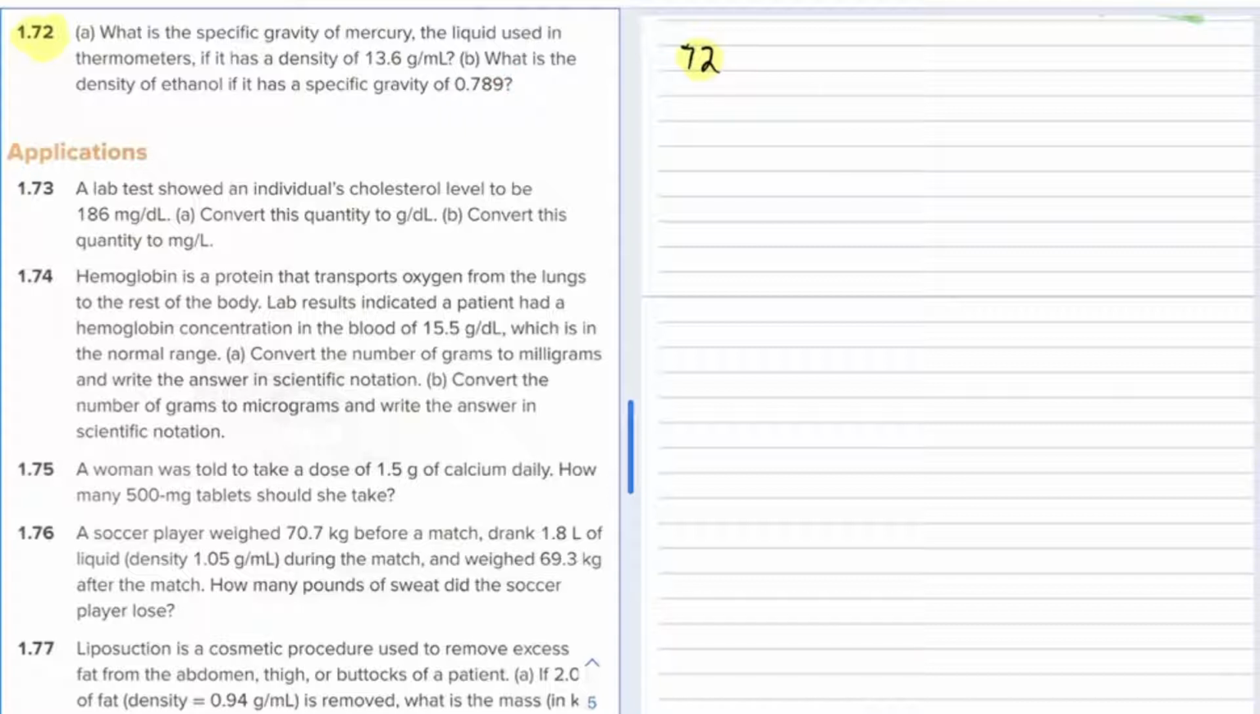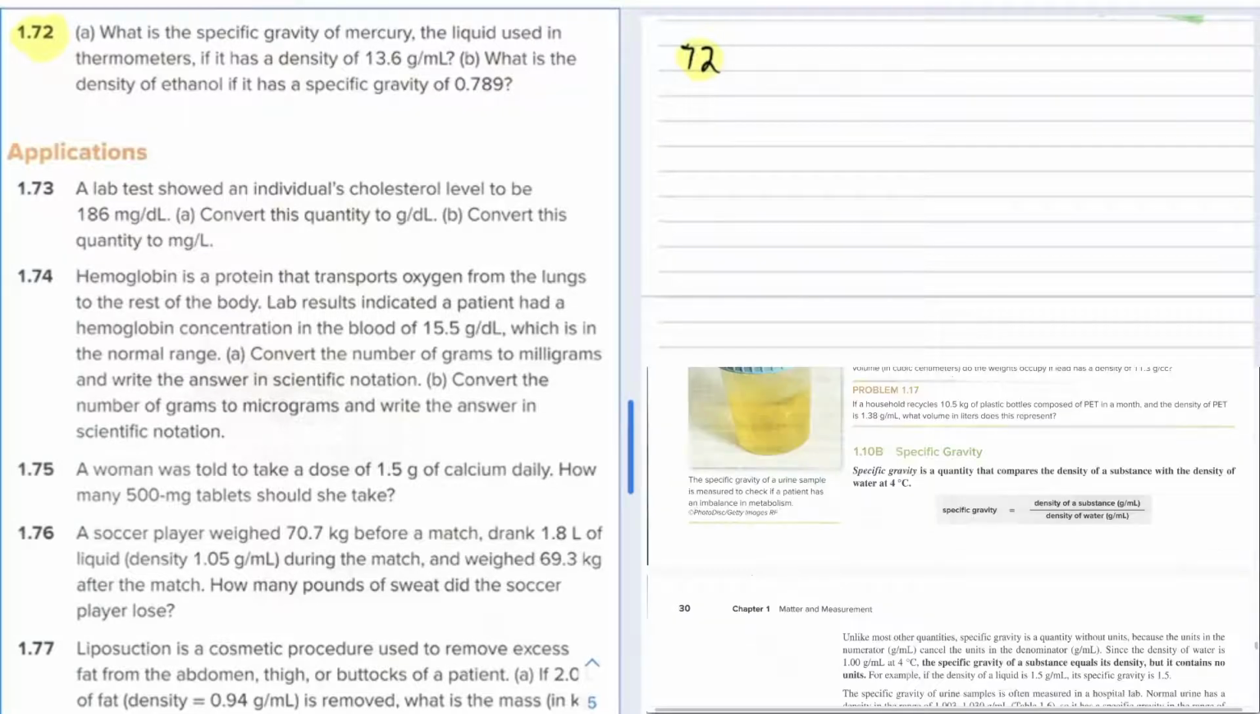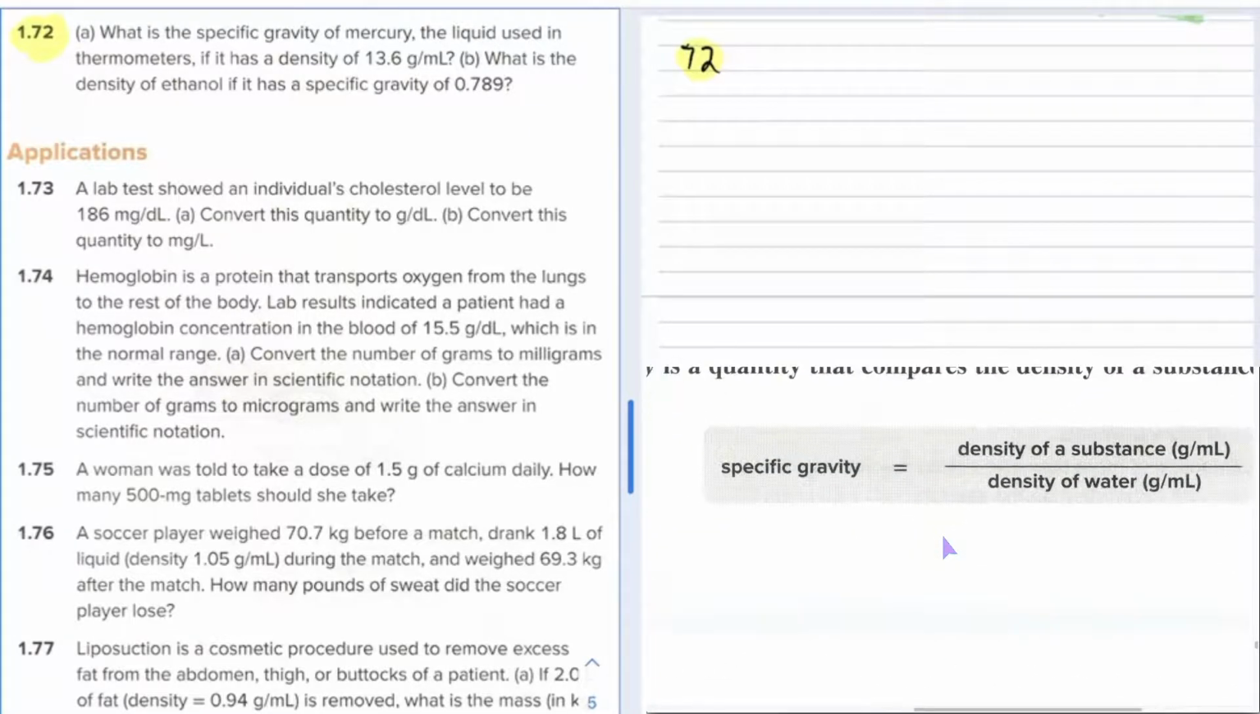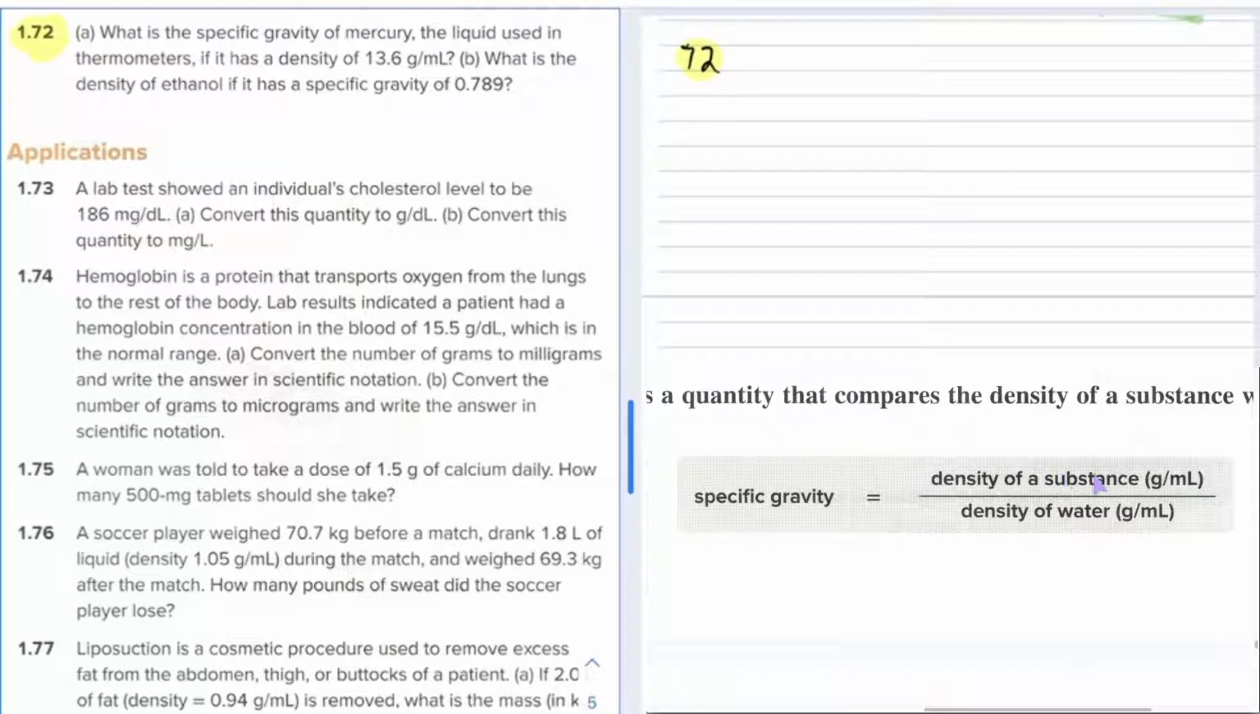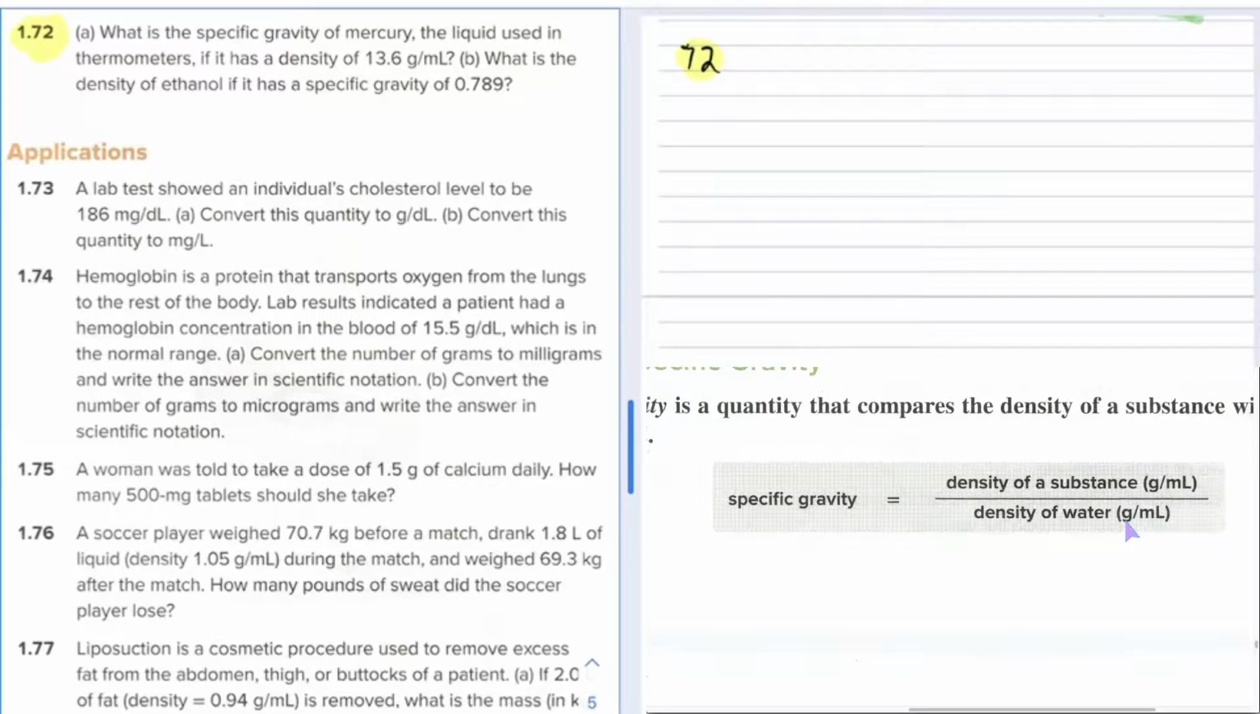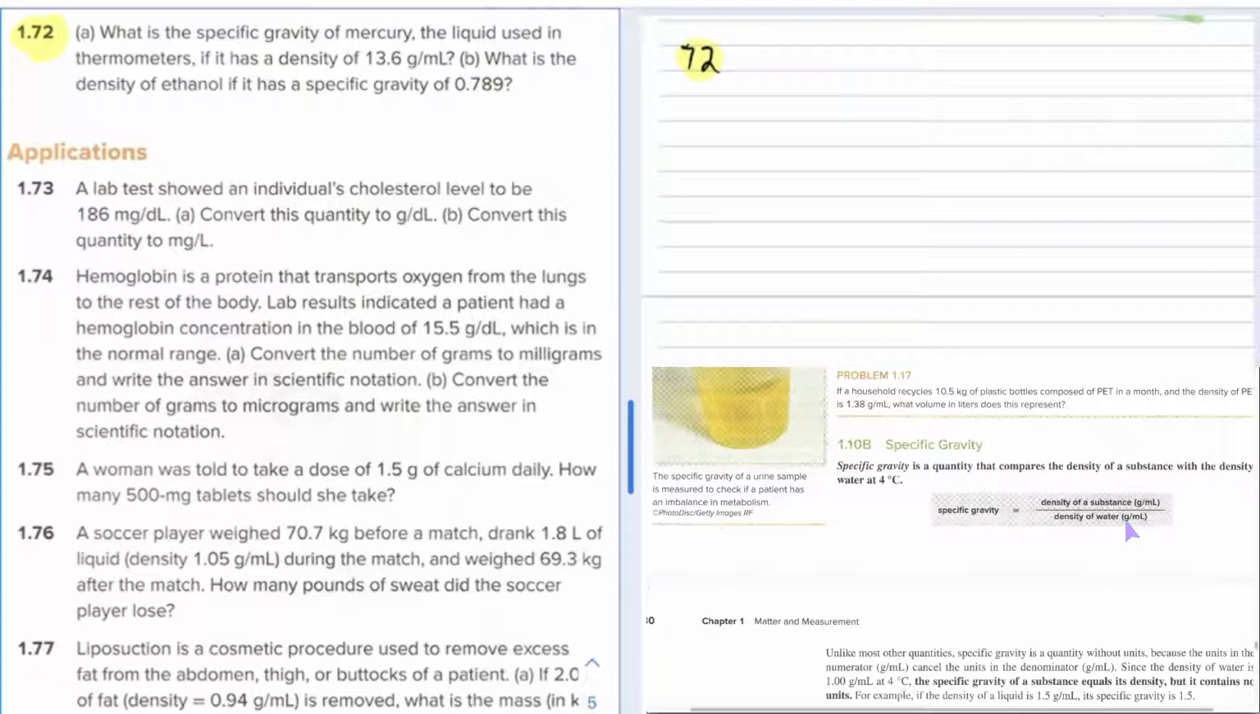Now, specific gravity is defined on page 30 of your textbook, so I'll show you that. Here it is. It's simply a ratio of the density of a substance over the density of water. So if the specific gravity of a substance is 2, that means it's twice the density of water. If its specific gravity is 4.5, then its density is 4.5 times that of water. So it's a pretty simple relation.